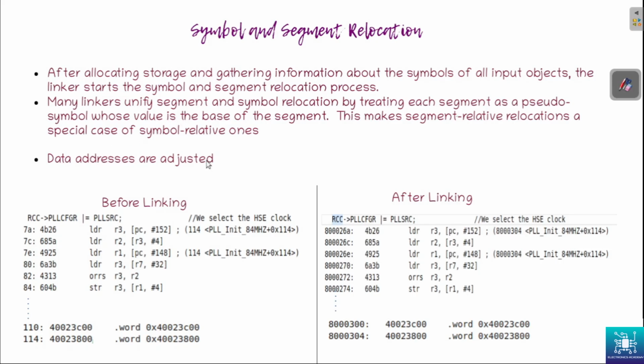Okay, and data addresses are also adjusted. So this is one example. So we saw this before, and we talked about this, that before linking you have addresses as offsets.